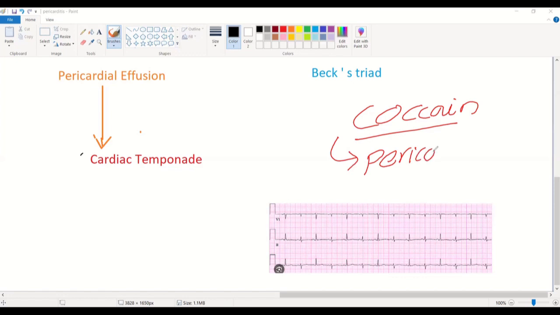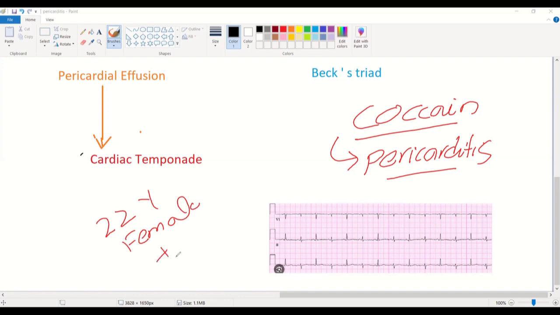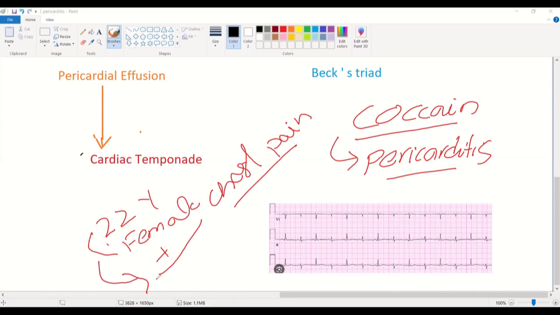So how does the clinical vignette show you? A young patient, let's suppose a 22-year-old female or male, comes in emergency with chest pain. So he comes from a party.